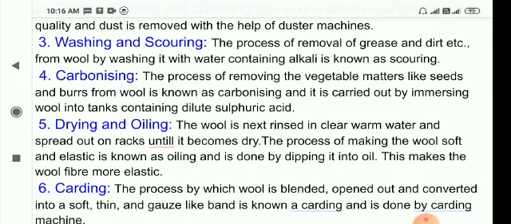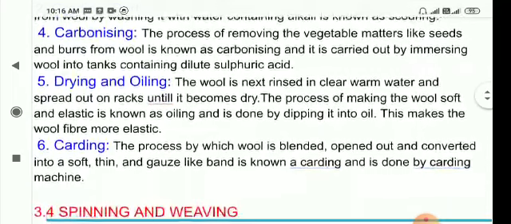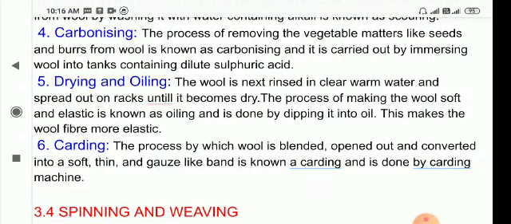After this, the fifth step is drying and oiling. So student, the wool is next rinsed in clear warm water and spread out on racks until it becomes dry. And the process of making wool soft is done by oiling, and it is done by dipping the wool into oil, and after dipping it into oil it becomes very soft and elastic also.